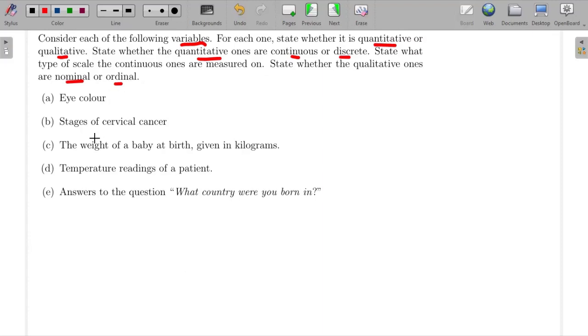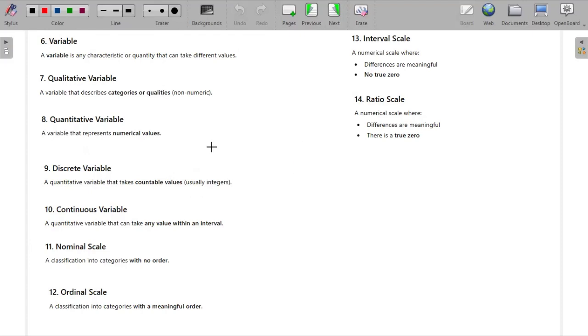Before we can even answer here, we have to understand some terms. We have to define what a variable is, what a quantitative variable is, what a qualitative variable is, what a continuous variable is, what a discrete variable is, and then we talk about the four measurement scales that we have. On the next page, I've put some definitions to help us. We'll start from the variable. What is a variable? A variable is any characteristic or quantity that can take different values.